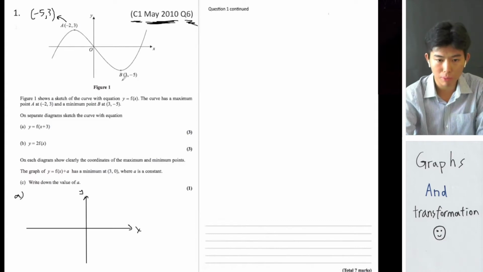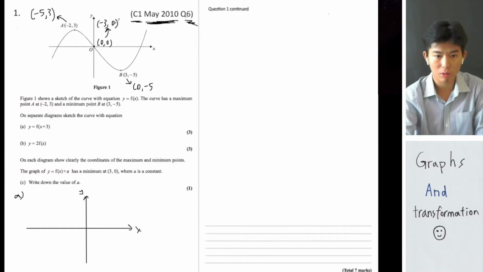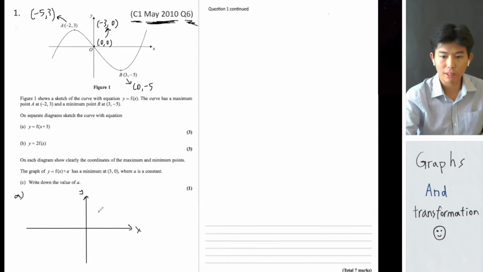And also for the point B, if this one is 3 and -5, and I have to move the whole thing to the left by 3 units, so 3 minus 3 would be 0. This one here would be 0 and -5. And also here, this one originally is 0 and 0. Now it will become -3 and 0. The curve should look something like this.